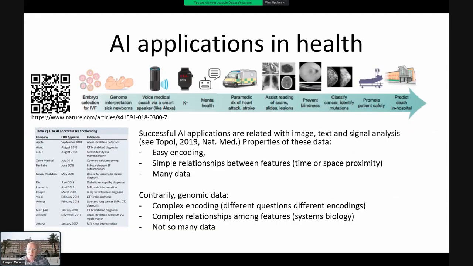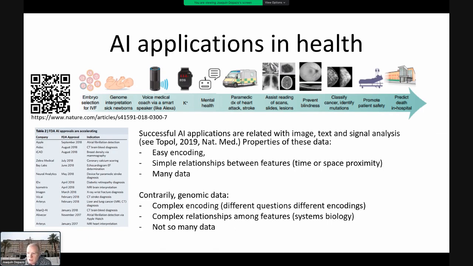If you have a look at the application of artificial intelligence in health, you can see that the most successful applications are related with image, with signal analysis, with text, et cetera. And all these data have several properties. One of them is that these are typically data that can be easily encoded for the algorithm. And on the other hand, they have quite simple relationships between the features. So in an image, the relationships are geometrical. A pixel is more related with the next pixel than the pixel in the other corner of the image. And you typically have a lot of data for training.